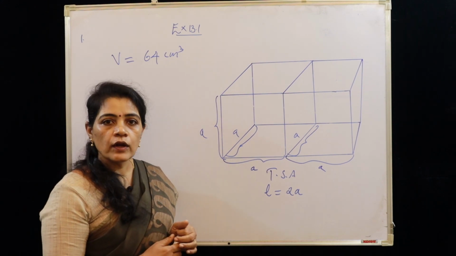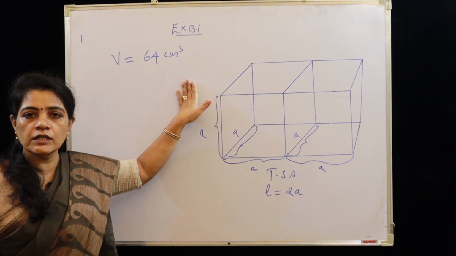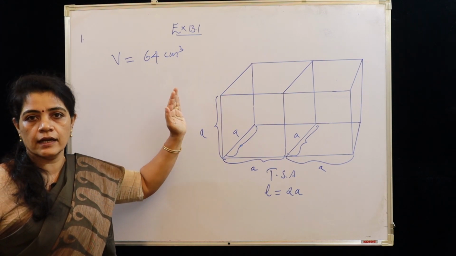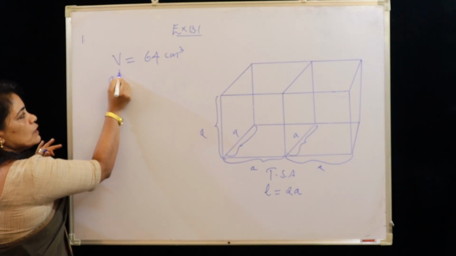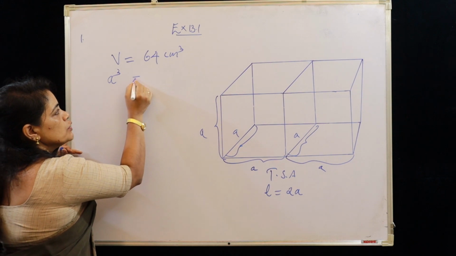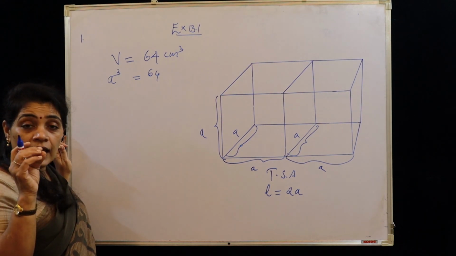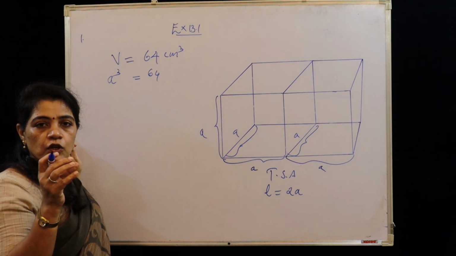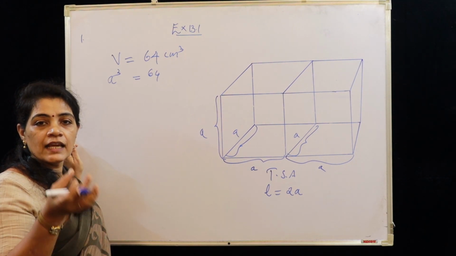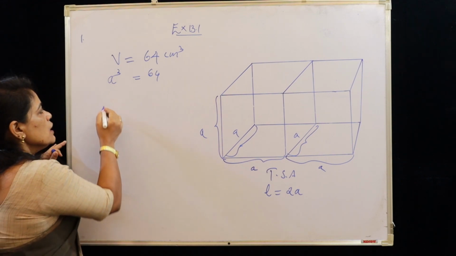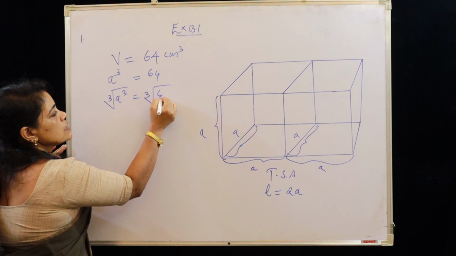Is it clear, children? Since we are given the volume of the cube, 64 centimeter cube, from this we can easily calculate the side of the cube. Is it clear? So the volume of the cube, A cube, is equal to 64. To find A, the edge of the cube, from A cube you have to take the cube root on both sides.